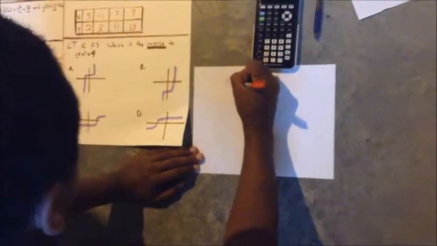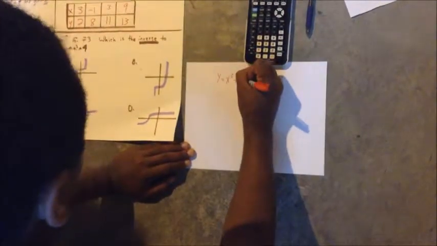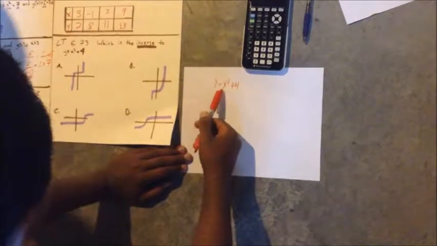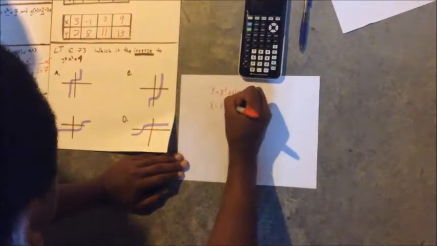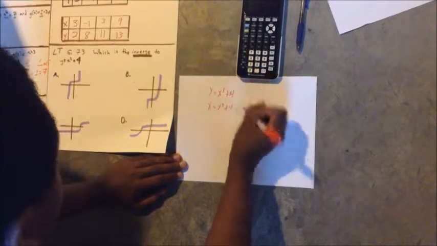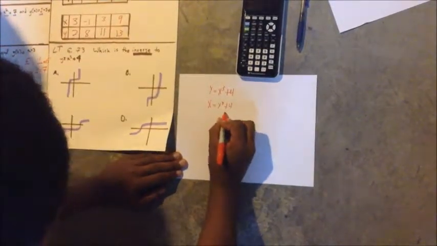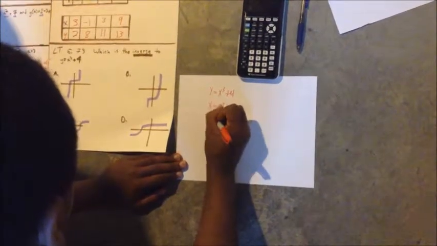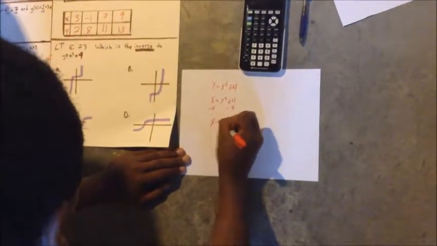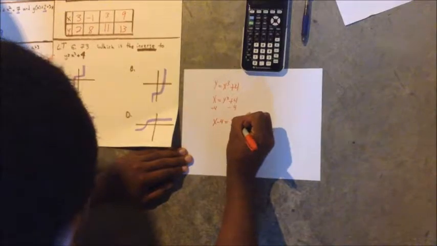Hey, sir, lastly, can you show me this one? Well, to find the inverse, first you have to work out the problem. So y equals x cubed plus 4. But since it's inverse, you always have to flip them. So it would become x equals y cubed plus 4. And then you have to subtract 4 from both sides, not just one. So then it would become x minus 4 equals y cubed.